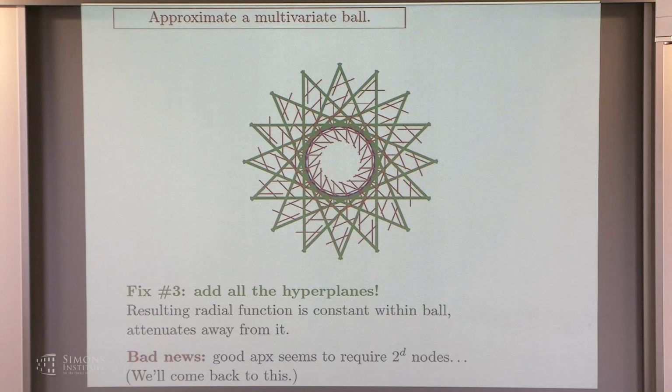hyperplanes. Now, let me say that something we'll get to in the later part of the story is that this construction actually seems to require 2 to the d nodes. If you use less than 2 to the d, then it's not close at all.